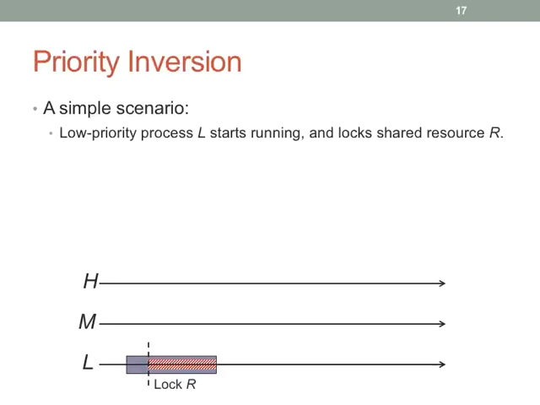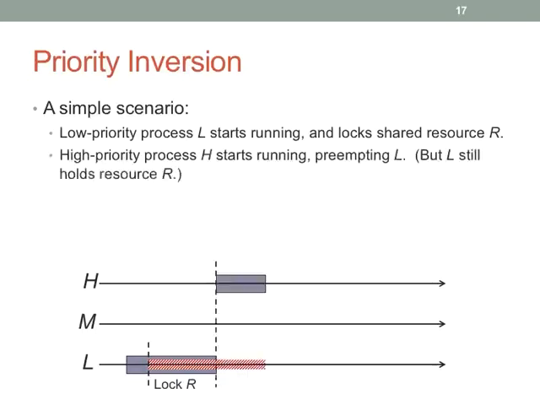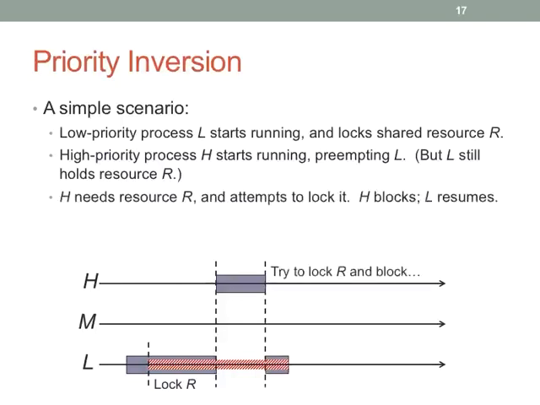So we have a low priority process running and it locks a shared resource. Then the high priority process starts running. It would like to acquire resource R, but it's not able to. So it goes ahead and blocks, and since it's blocked, it's not able to do anything. So we resume L, which would be fine. If this were the whole world, then we would just keep running, and eventually L would finish and H would preempt, and off we go.